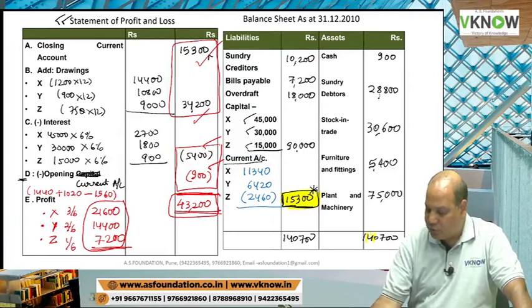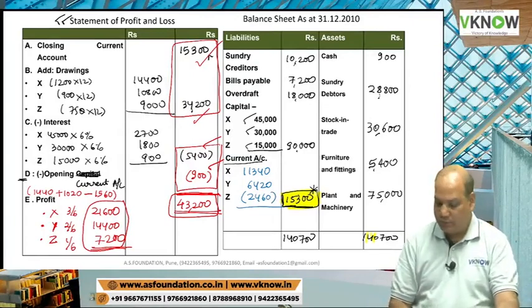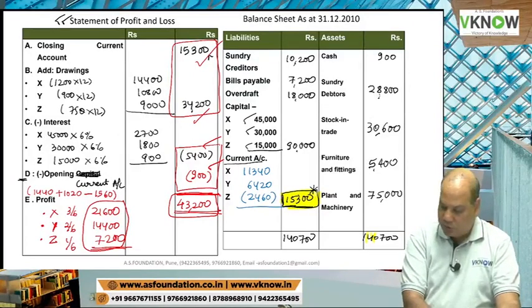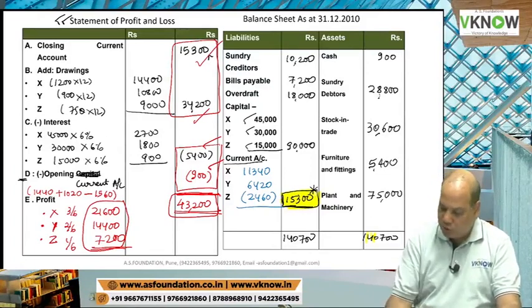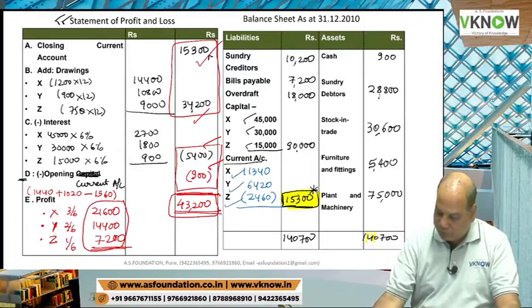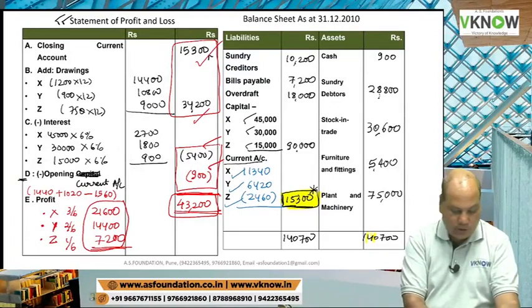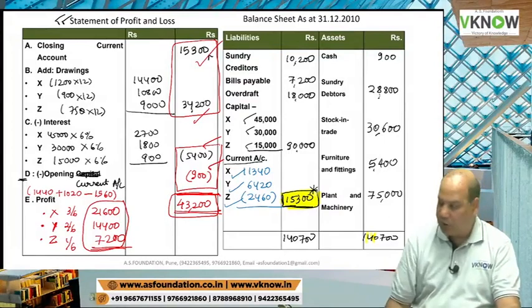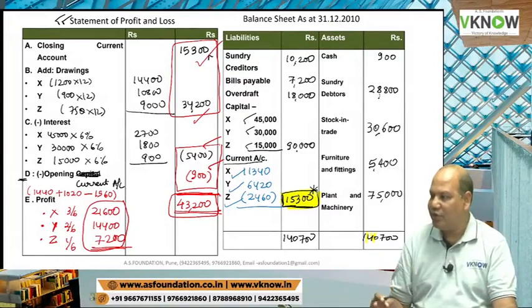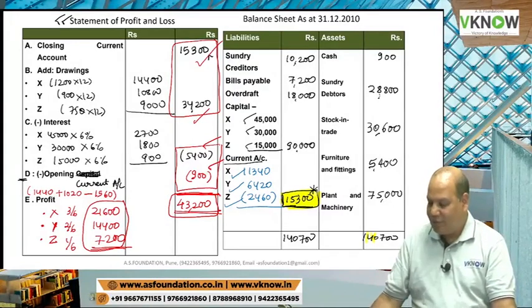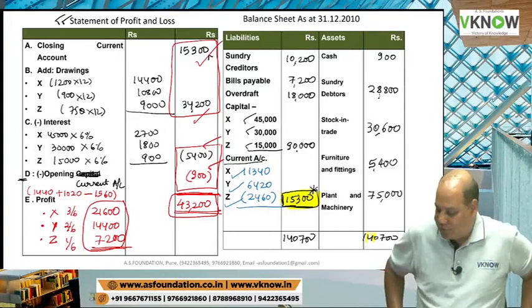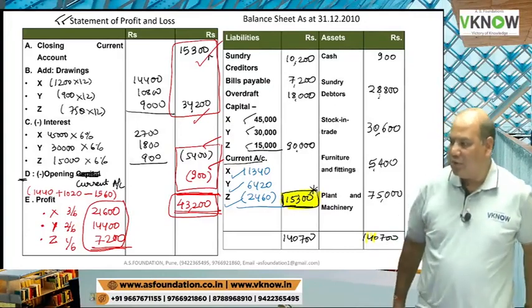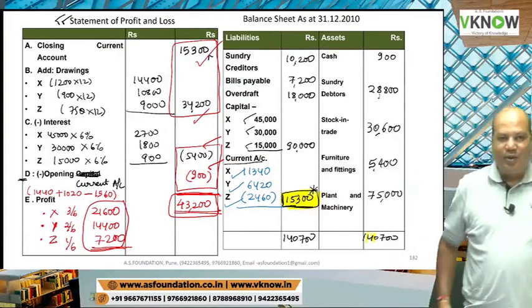And cross check, total should match 15,300. What is my cross check? The total should match 15,300. Then your answer is right. Is it matching now? 15,300? Yes, it is matching. You are right. This answer is over. Any query on this? Complete answer on the screen. Please check and tell me.